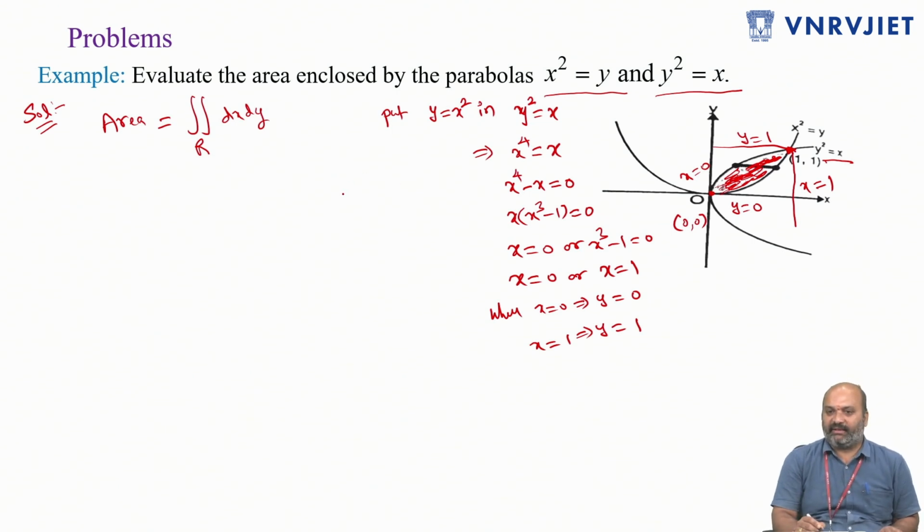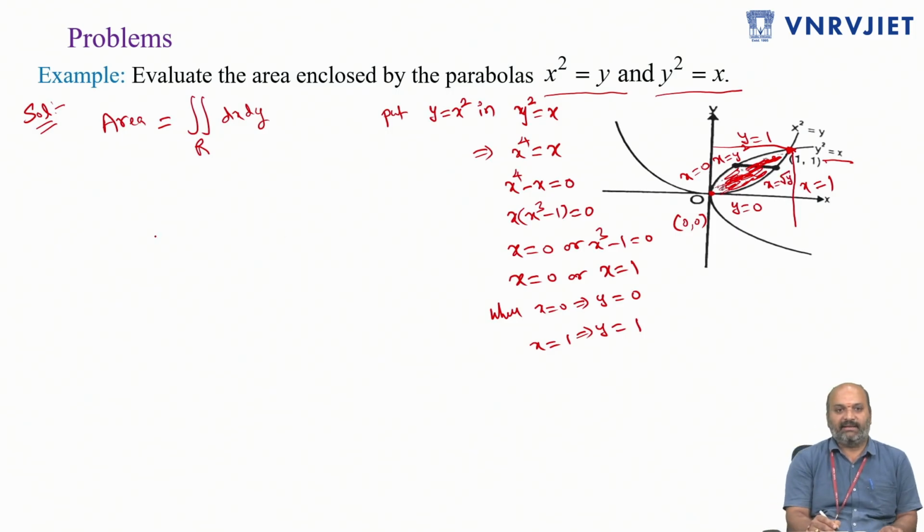Let's consider either a vertical or horizontal strip. Your wish, either one we can consider. Here I am considering a horizontal strip in the region. Horizontal strip means x limits are functions of y. The left end of the strip is moving on y square equal to x. That means x equals y square. We have to express x in terms of y. The right end of the strip is moving on x square equal to y, so we write x equals root y.